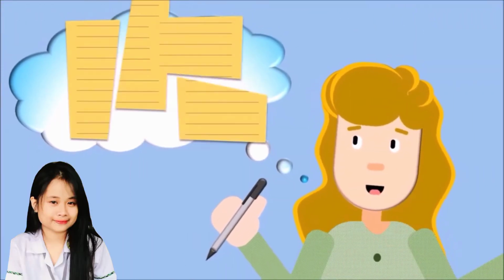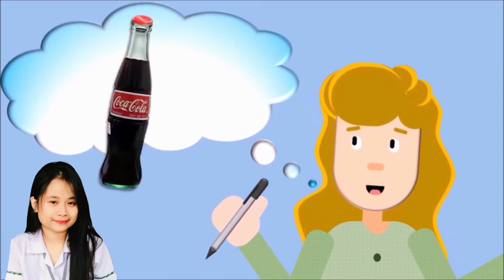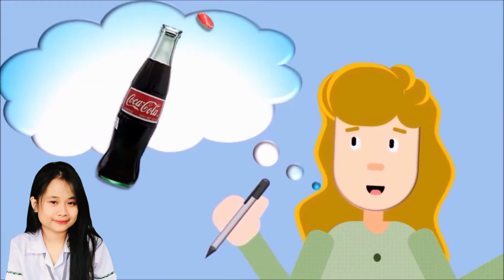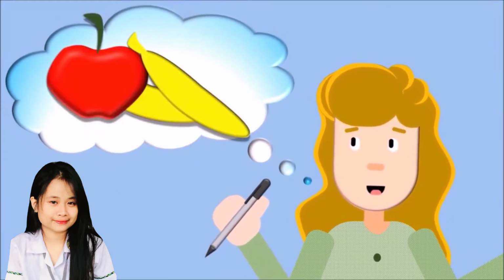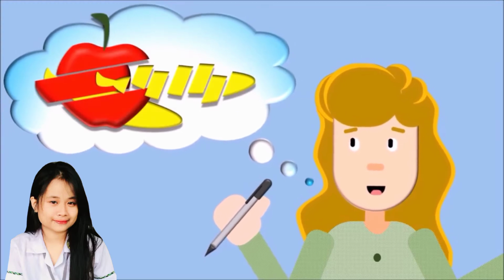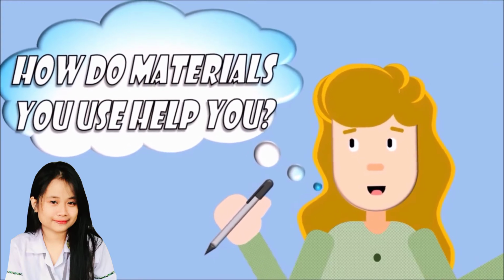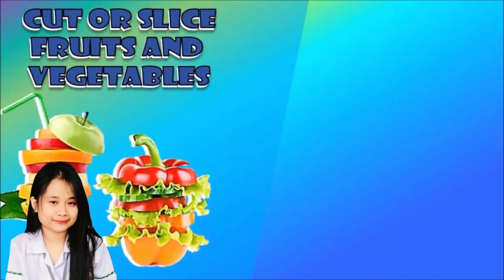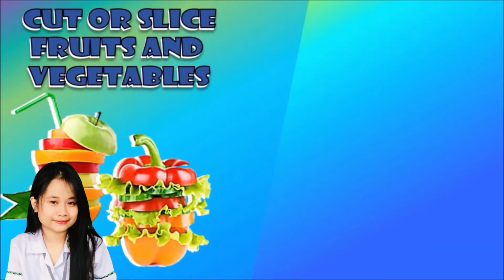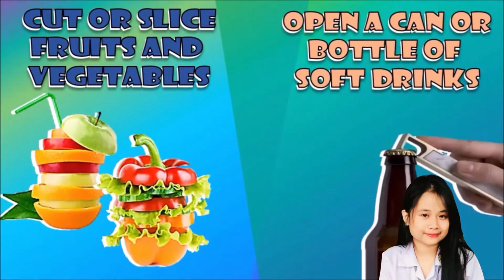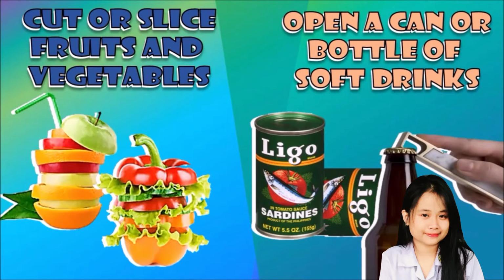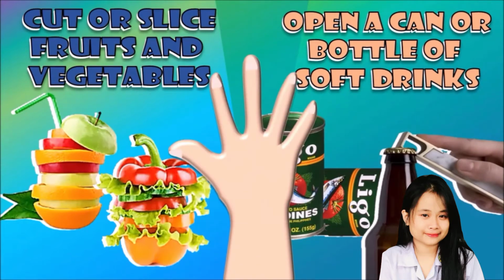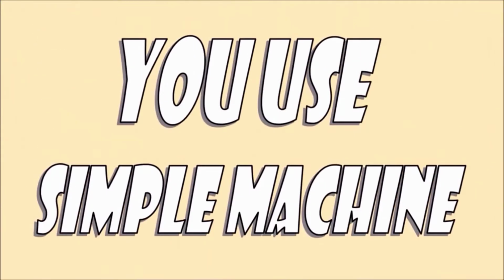What do you use when you want to cut the paper, open a bottle, or slice a piece of fruits? How do the materials you use help you? When you cut or slice fruits and vegetables, or even open a can or bottle of soft drinks, you use a simple machine. Everyone uses simple machines every day.